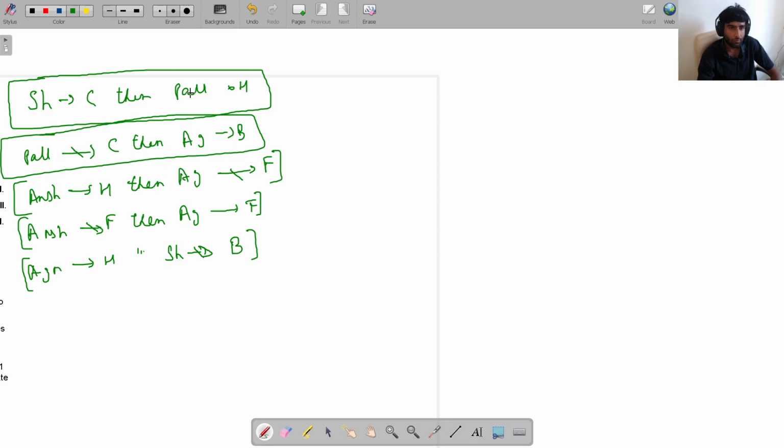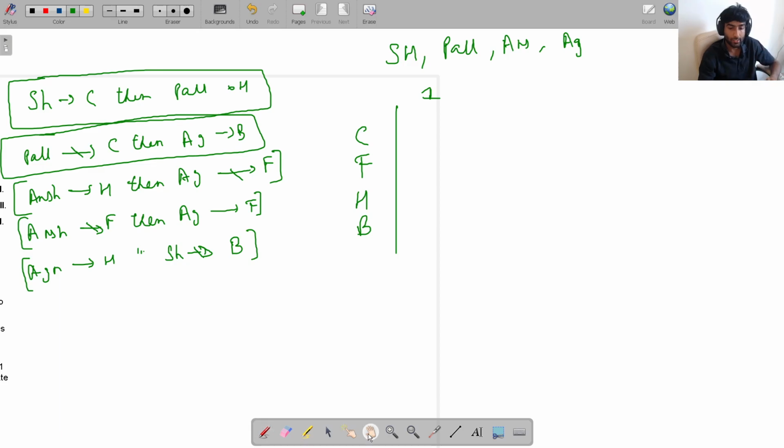I'll just write down all the four people: Shaurya, Pallav, Anshuman, and Agnivesh. These are the four people, and then I have my four sports: cricket, football, hockey, and basketball. Great. So let's assume that there are going to be multiple cases. Let's go with case number one.